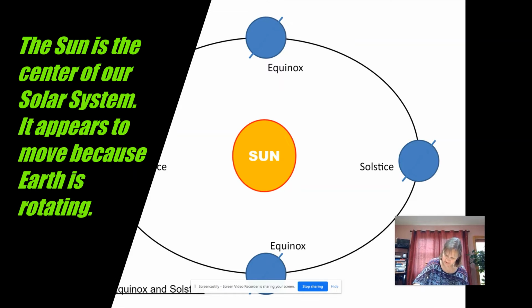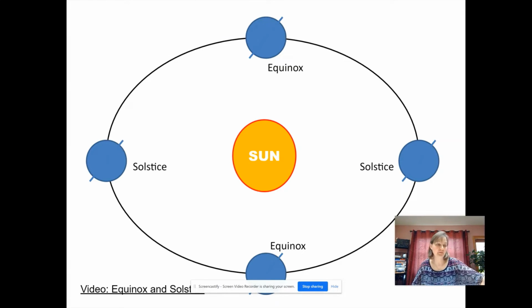It appears, doesn't actually move. It appears to move because Earth is rotating. So the other thing I want you to draw is you'll see how I have Earth kind of in 4 different locations all around the sun. And I want you to pay attention to the tilt. Okay, that's important.